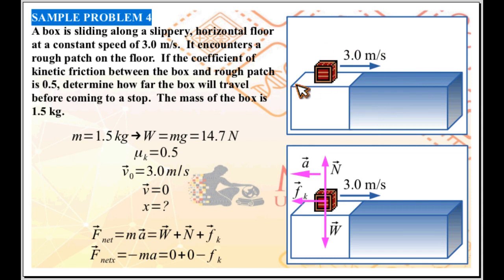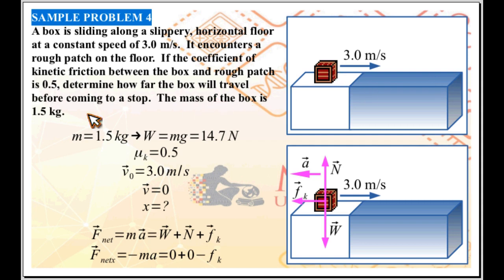You have a box sliding on a slippery horizontal floor at constant speed until it reaches a rough patch on the floor. There is kinetic friction between the rough patch on the floor and the box. The kinetic friction will cause the box to slow down. Therefore, the speed or the velocity of the box will no longer be constant as it is sliding along the rough patch on the floor. The coefficient of kinetic friction between the box and the rough patch on the floor is 0.5. Determine how far the box will travel along the rough patch on the floor until it comes to a stop.